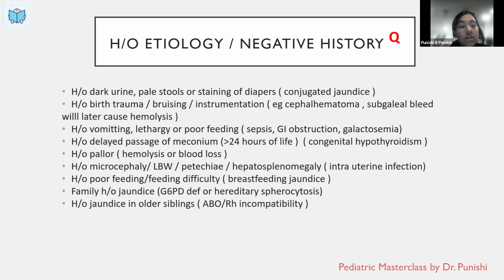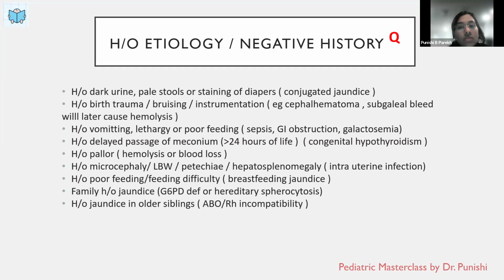Question number 4. Delayed passage of meconium. So normally a child is supposed to pass meconium within the first 24 hours. But let's say the child did not pass meconium for the first 48 hours and then presents with jaundice. Then you could also think of underlying congenital hypothyroidism, which is again a common cause of newborn jaundice.